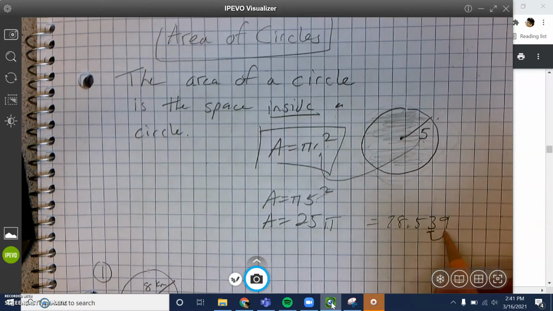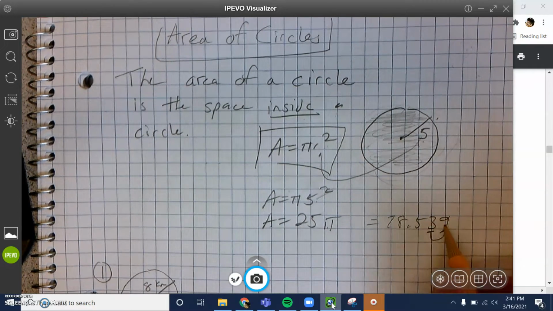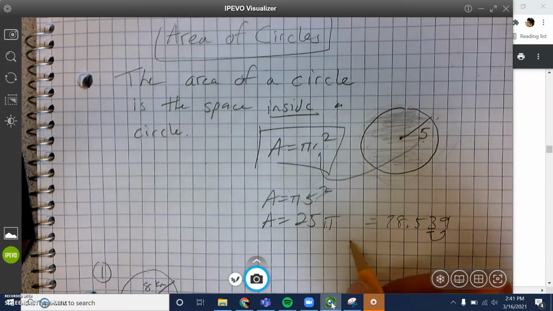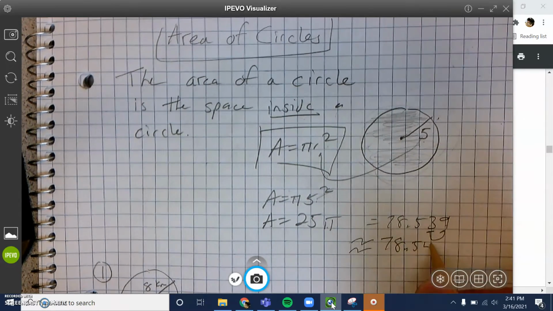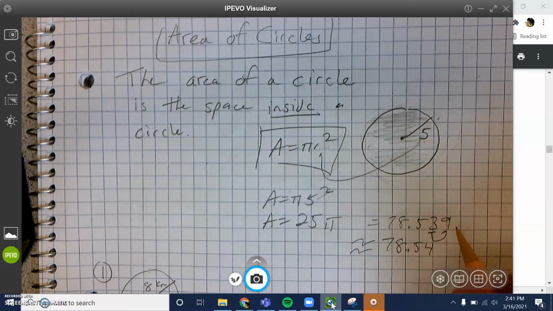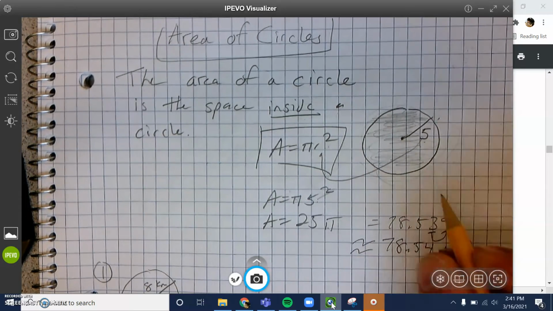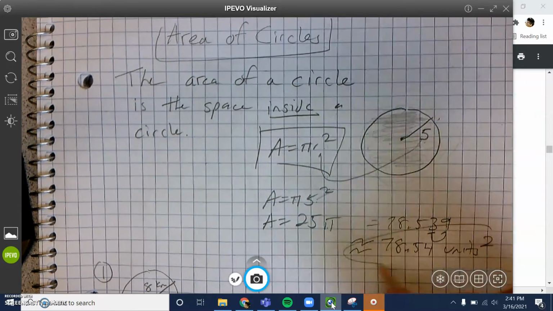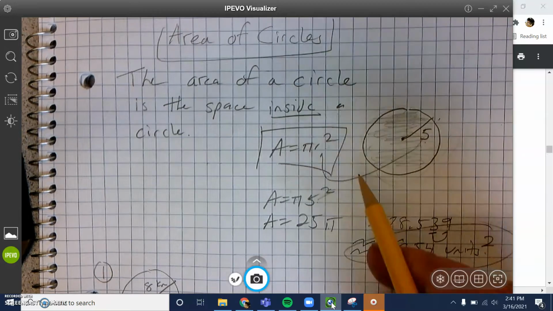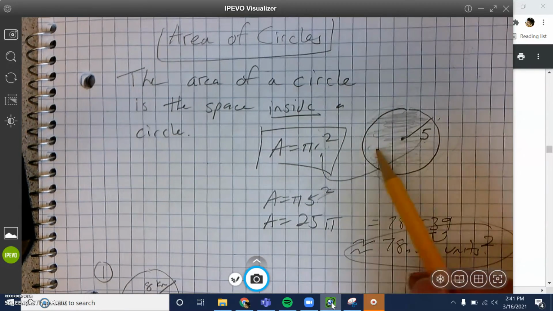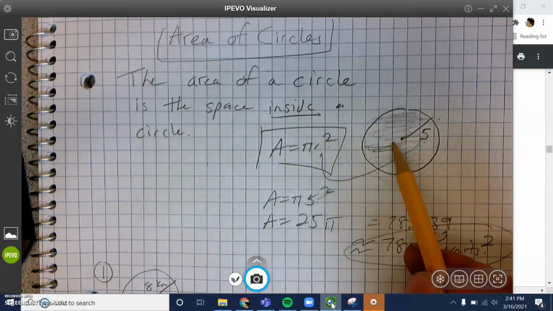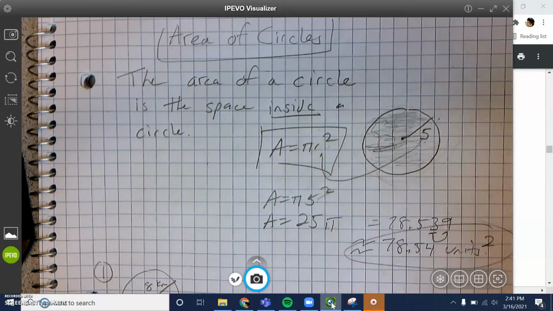So here's the 100th place. I look here, and that's a 9. So that means this goes up to 4. So the area is approximately 78.54. I guess it would be units since it doesn't say inches or yards, squared. Square units. It's good to memorize that. So square is square. Square units. Insides. You see all the squares that make up the inside? Yeah, that's what it means. Okay.